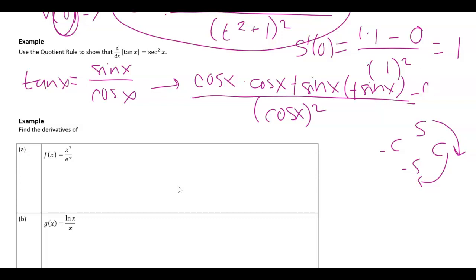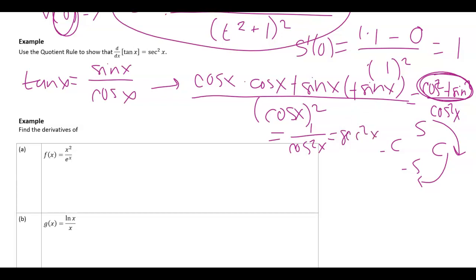Negative and a negative here make this positive. I end up getting cosine squared plus sine squared in the top, all over cosine squared in the bottom. Now before you might say like, oh, those cosine squareds cancel, because that's very tempting to do. They do not. However, this numerator, sine squared plus cosine squared, is 1. And 1 over cosine squared is secant squared.